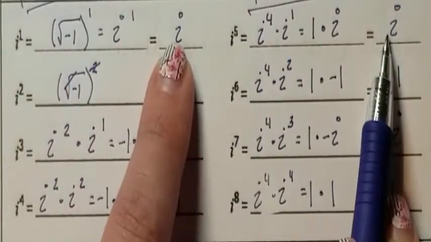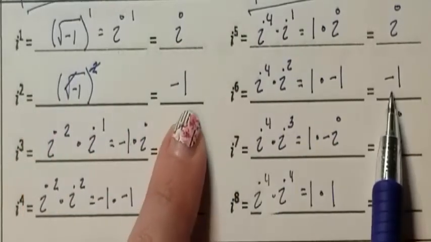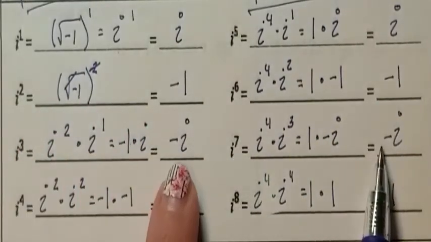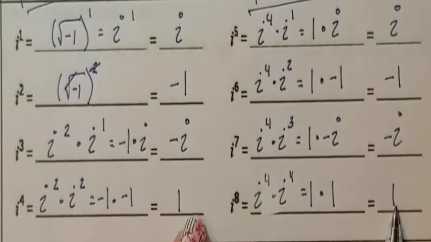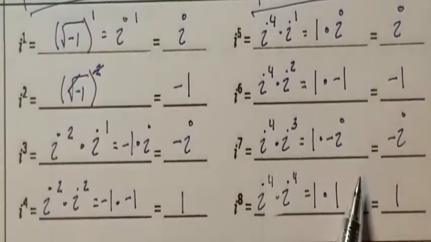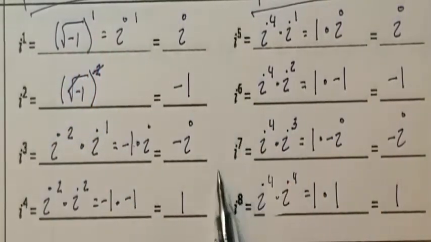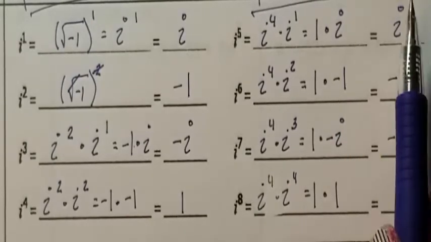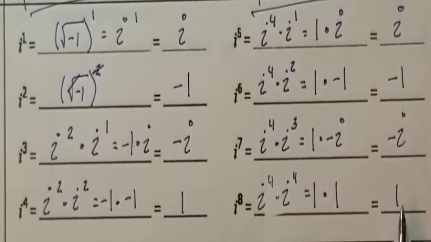Using what we just learned, I see i to the first and i to the fifth were also i. The second and sixth were negative 1. The third and seventh were negative i's. The fourth and eighth are 1s. From this pattern, I deduce that every set of 4 is going to be a repeat of positive i, negative 1, negative i, positive 1.